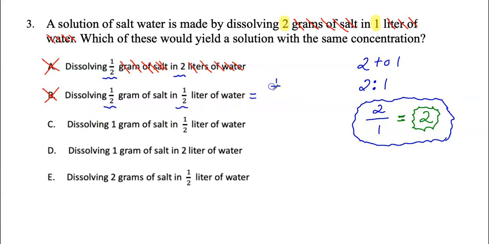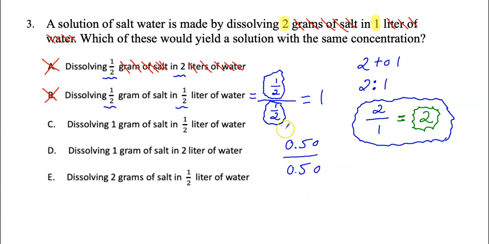We have 1/2 divided by 1/2. Whenever the number on the top is identical to the number on the bottom, the ratio is always 1. Or you could go for this one. I mean, if you don't believe me, you could go 0.50 divided by 0.50. Punch that in on the calculator, you will get out a 1. But if you see that right away, you can cross out B immediately, and 1 does not match up with 2, so B is gone.